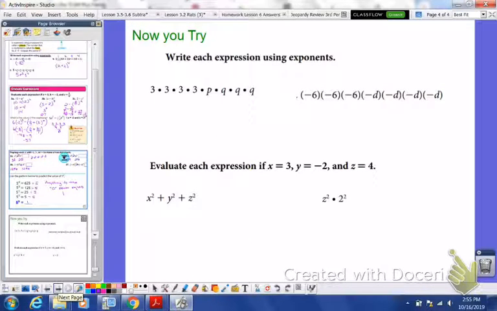Okay, so we have a couple problems for you to try now. I have 2 of them here that I want you to rewrite. So think about what we did on that first slide. And then 2 of them that you should evaluate. Make sure you show your substitution, show all your steps. I want more than just answers when we check your work on Monday.